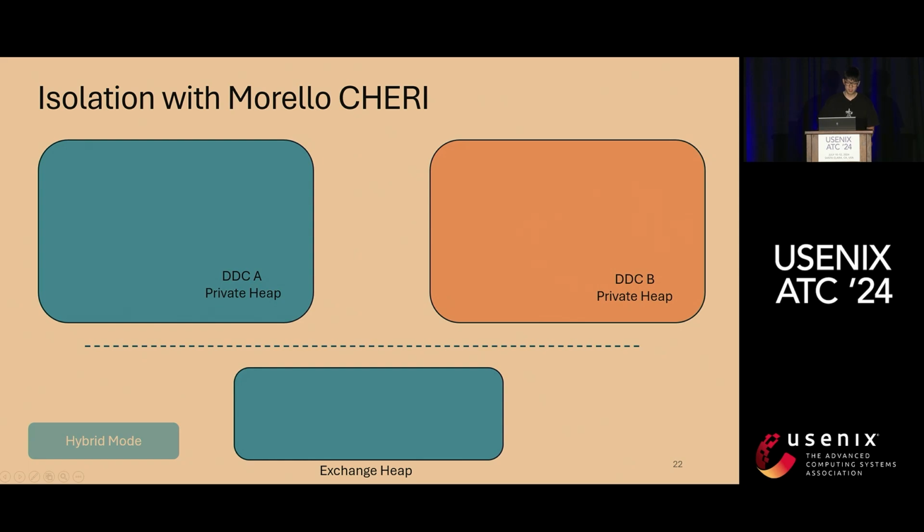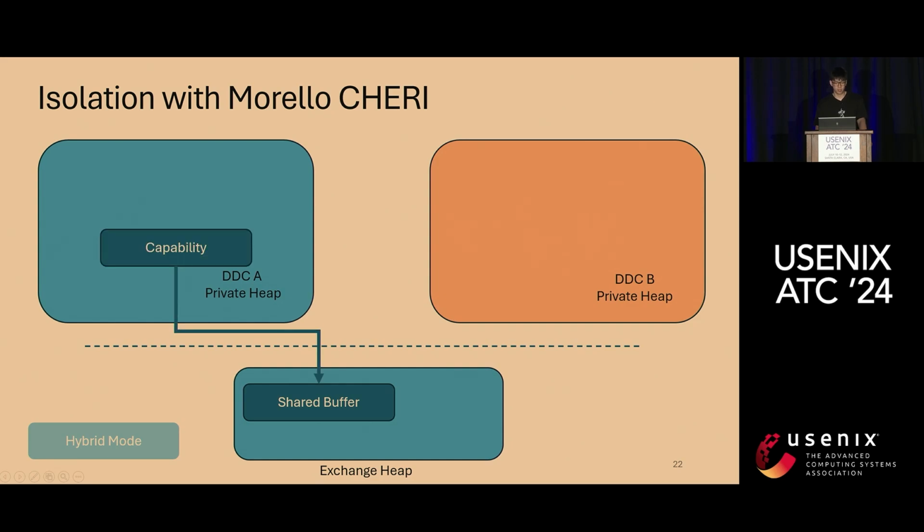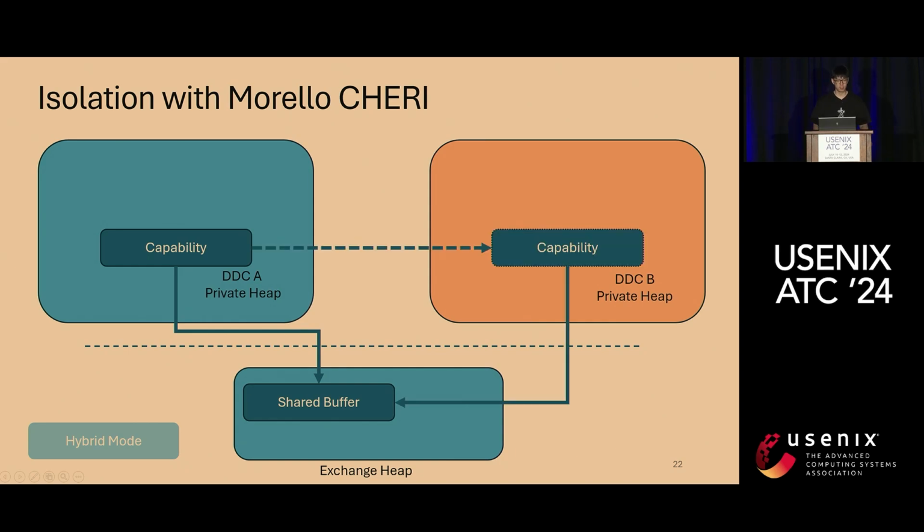Here, we'll use the DDC to implement the private heap for each domain. When the domain allocates a shared buffer on the exchange heap, a capability is granted to it. Now, A can pass the capability to B, and B can freely access this shared buffer and store the capability in any registers or on its private heap. Therefore, in CHERI, there's no support for revocation.